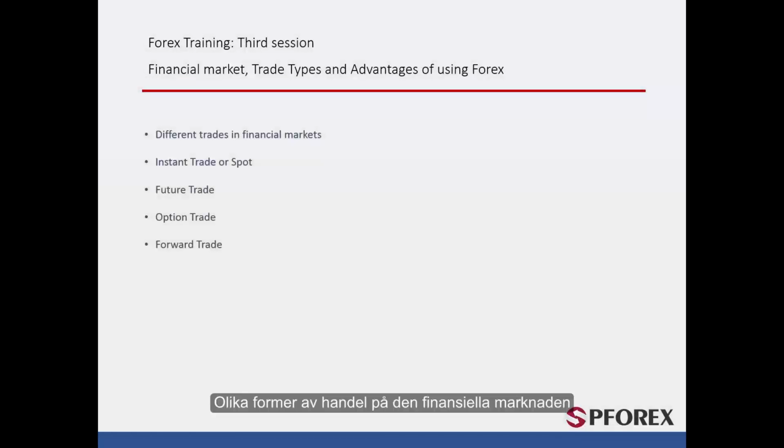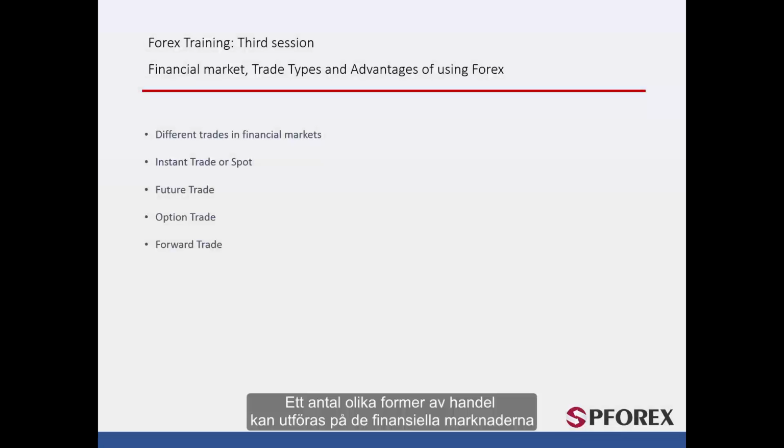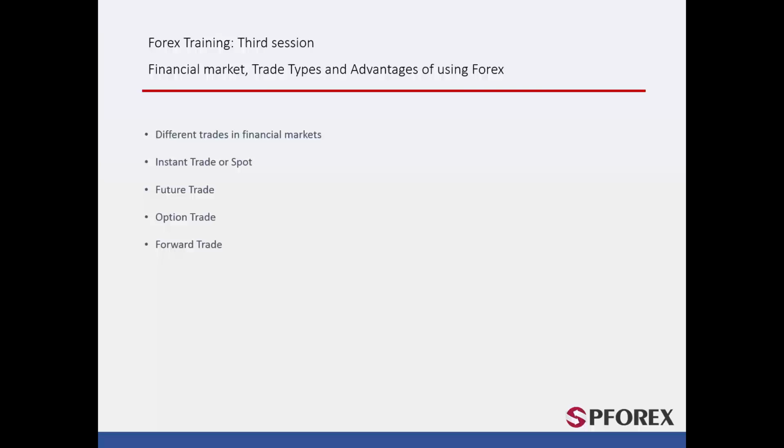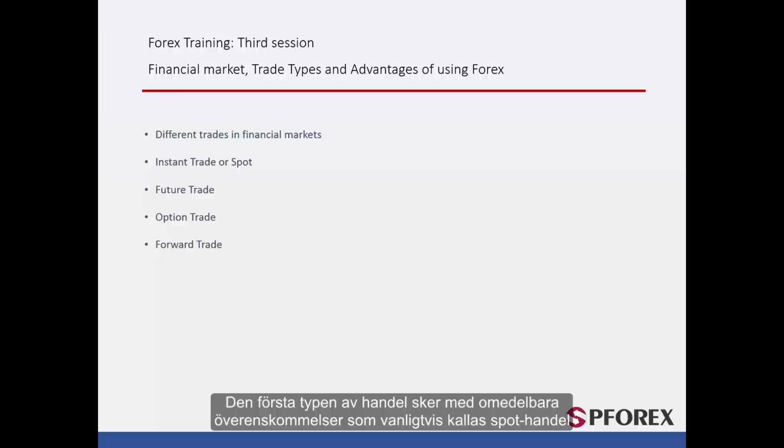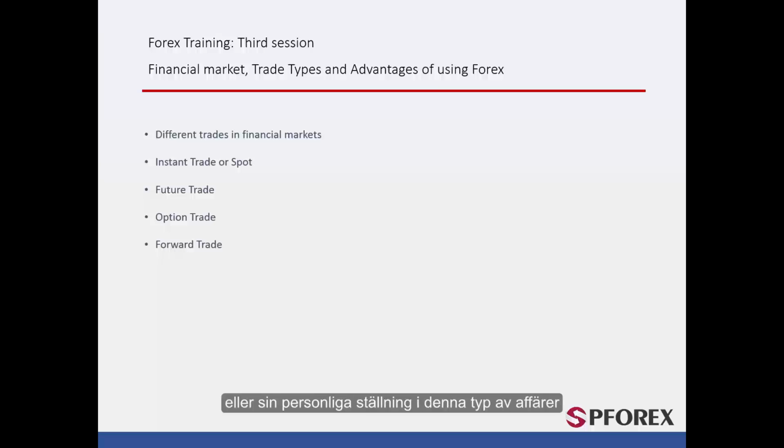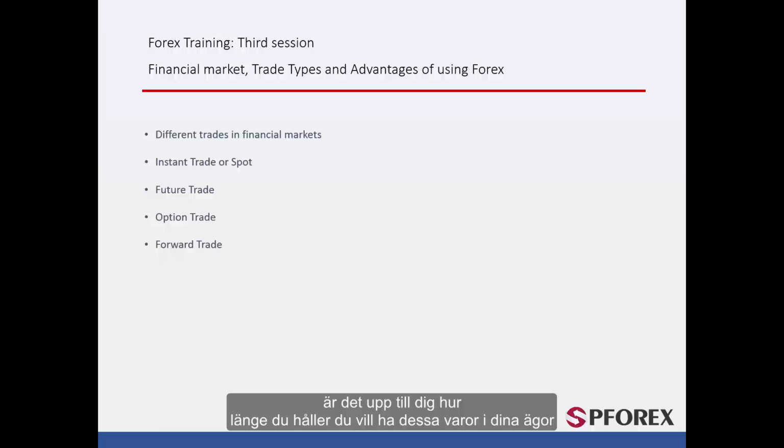Different trades in financial markets. There are a variety of different trades that can be made within financial markets. We will look at a few of them here. Instant or spot trade. The first type of trade is made using instant contracts, better known as a spot trade. In this type of contract, the goods being traded are at the owner's discretion. This means they have no obligation to change the contract or their position within the trade. For example, if you buy a house or a gold coin, it is down to you how long you hold on to these items, and you are free to wait for the right time to sell them on.